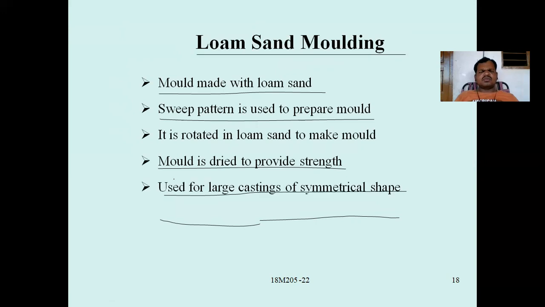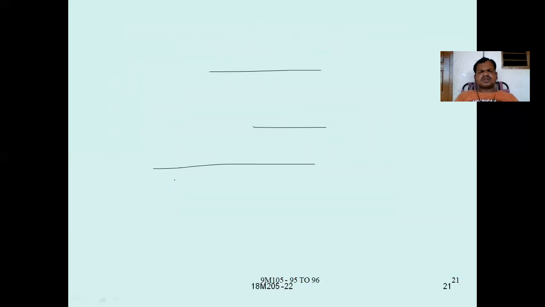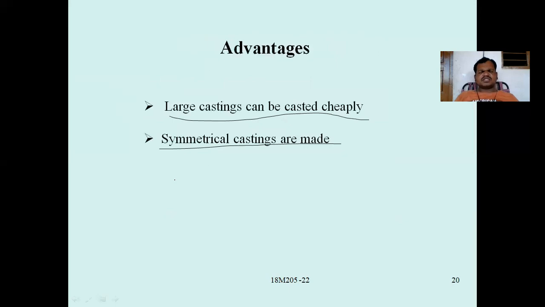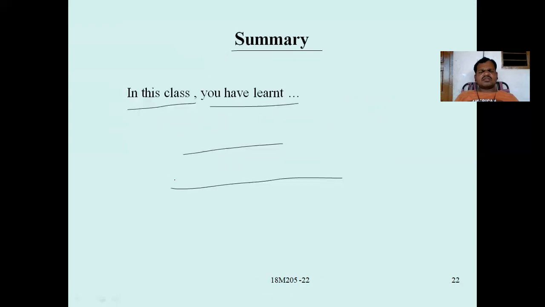Coming to loam sand molding, the mold is made with loam sand. A sweep pattern is used to prepare the mold. It is rotated in loam sand to make molds. The mold is dried to provide strength, and is used for large castings of symmetrical shapes. Large cylindrical paper mill rolls are cast in loam sand. This is the diagram of loam sand molding. Advantages: large castings can be cast cheaply, symmetrical castings are made. Disadvantages: it is a slow and laborious process, and skilled molders are required. Coming to the summary, in this we have learnt molding procedures and types of molding processes.